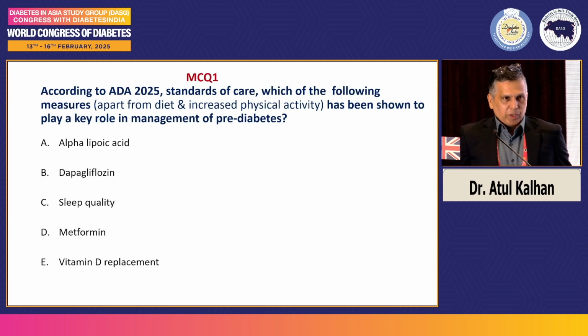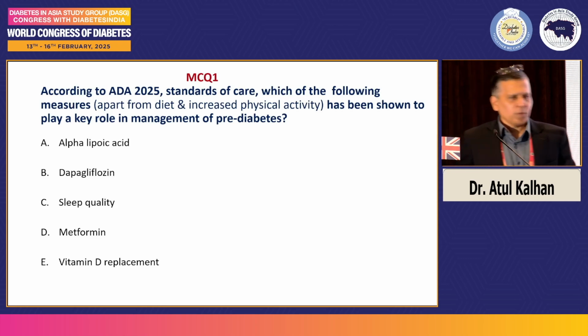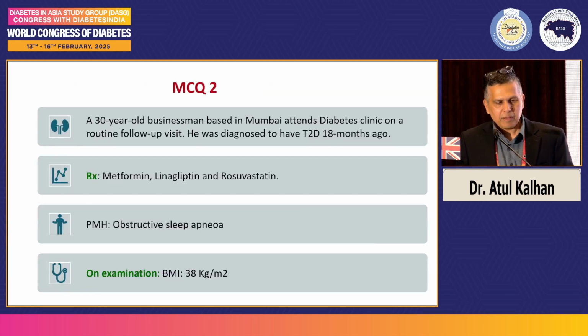Let's see how many were paying attention. Out of the 3 pillars, apart from diet and increased physical activity, what is the third pillar for pre-diabetes? Sleep, 6 to 8 hours. So get away from your screens and social media, and try to sleep for 6 to 8 hours if you can. Second question, that was an easy one.